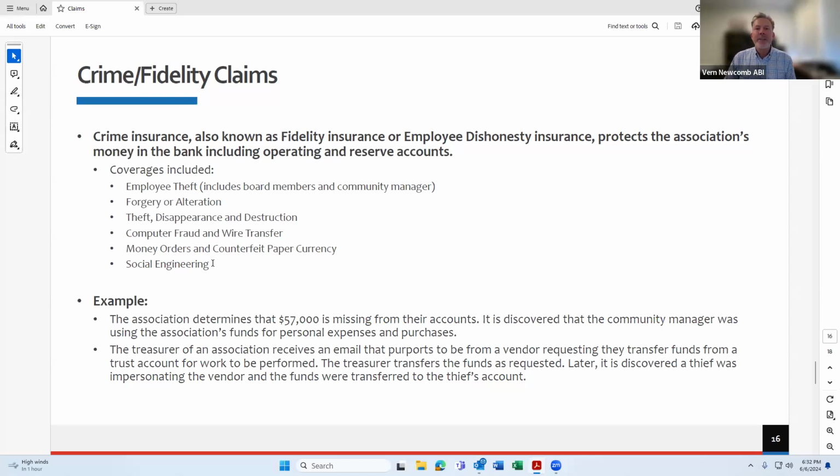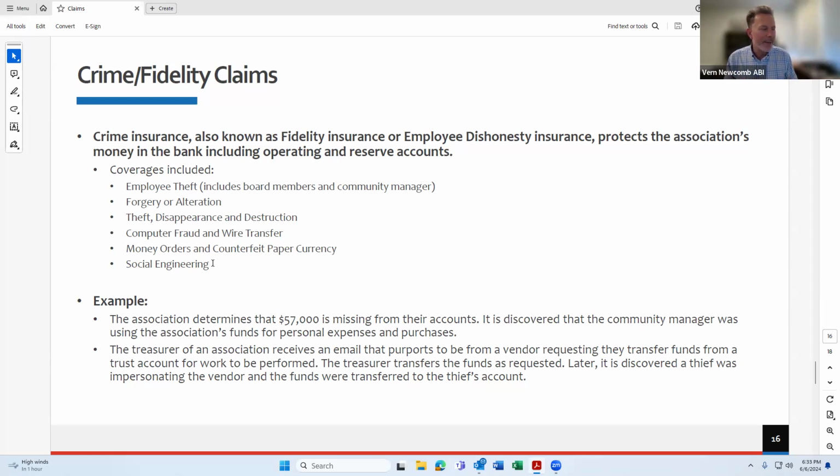It's getting easier to get larger amounts. Typically what we're seeing now is the max you can get is $100,000. But there are policies now, true cyber policies, that incorporate social engineering where you can get $400,000 or $500,000.